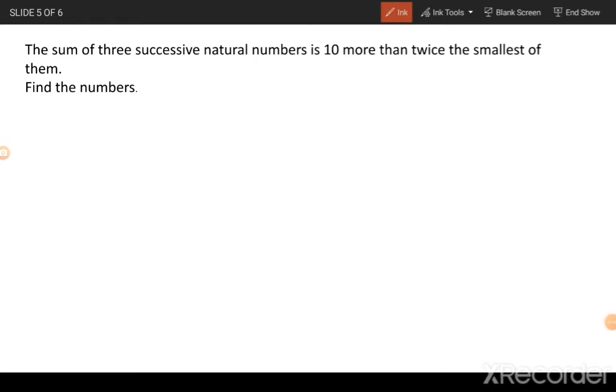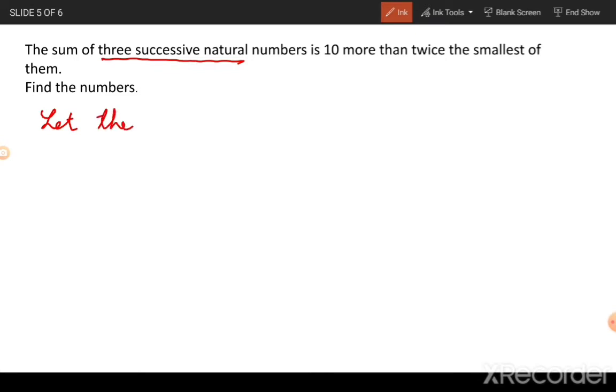Next in the assignment, we have a word problem which reads like this. The sum of 3 successive natural numbers is 10 more than twice the smallest of them. Find the numbers. So let's see. We first concentrate on 3 consecutive natural numbers.